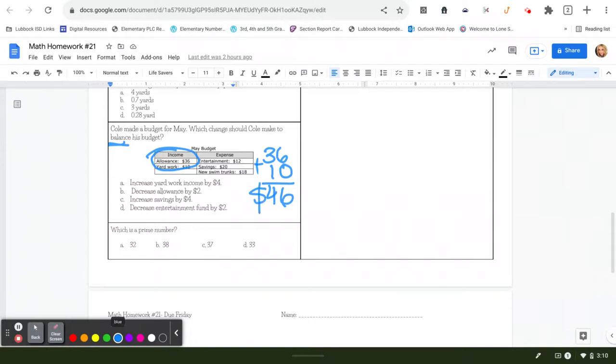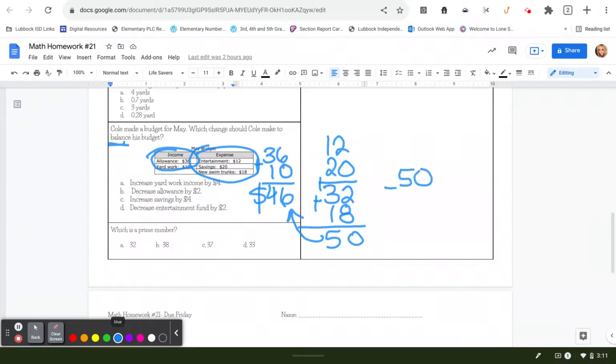Expense, that's money that he's spending, right? So let's look at his expenses and see if it balances out. He's got $12 for entertainment, $20 into savings. Okay. That gives us 32, and then $18 for new swim trunks. That gives us $50. So are they balanced? No, he's spending more than he's earning. By how much? Well, the imbalance is $4.